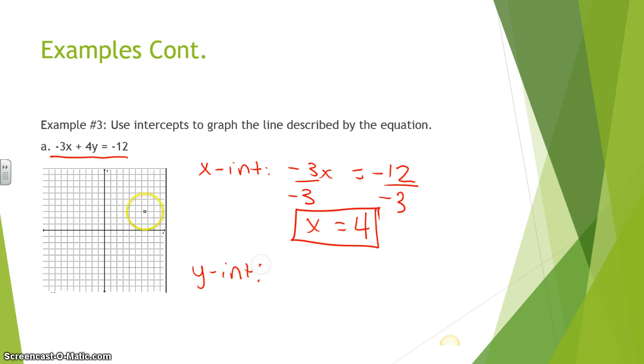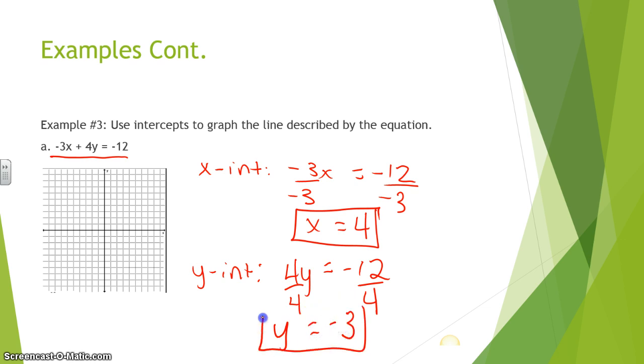To find my y-intercept, plugging in 0 for x, so we have 4y equals negative 12. Divide 4 to each side to find y. So my y-intercept is going to equal negative 3, because negative 12 divided by positive 4 gives me negative 3.